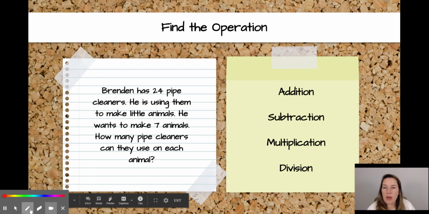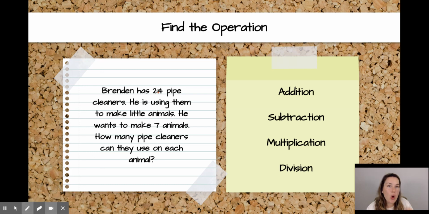So what we want to look at here is the fact that Brendan knows how many pipe cleaners he has in all. He gives us the total, 24 pipe cleaners, and he wants to use them to make 7 animals. And he's trying to figure out how many pipe cleaners he can use on each animal. So what he's doing is he's starting with his group of pipe cleaners and he's splitting them up between the 7 animals to figure out how many pipe cleaners he can use on each animal.